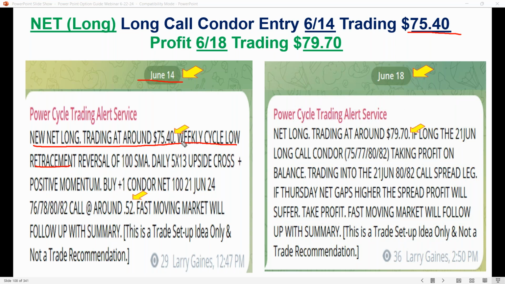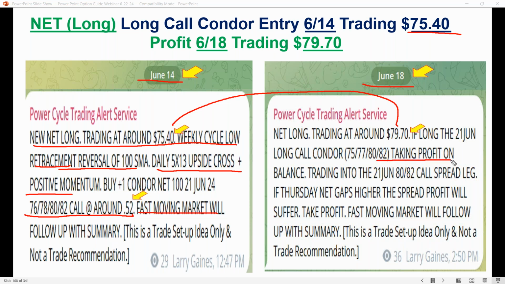I try to give you a description of why I'm doing the trade. It was reversing off the 100-day moving average, and it had what we call a 513 upside cross, positive momentum. So we did this as a condor to reduce our risk. I said get into the 76, 78, 80, 82 at around 52 bucks. Fast moving market. And then on the 18th, it was trading at 79.70, and I said take profit on the balance, etc.